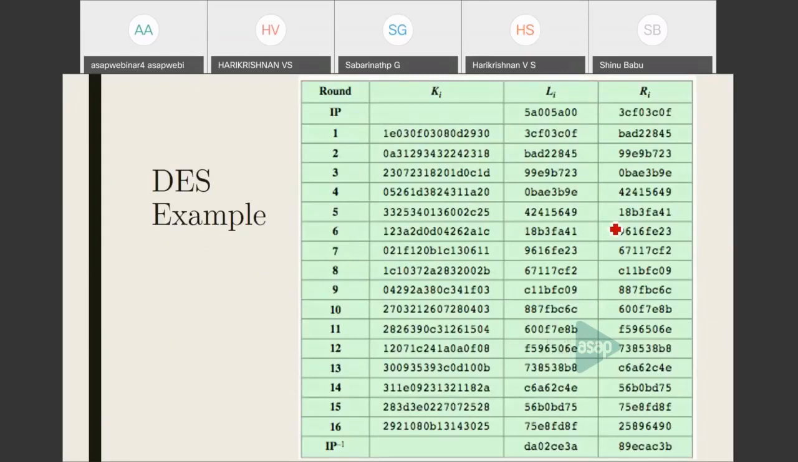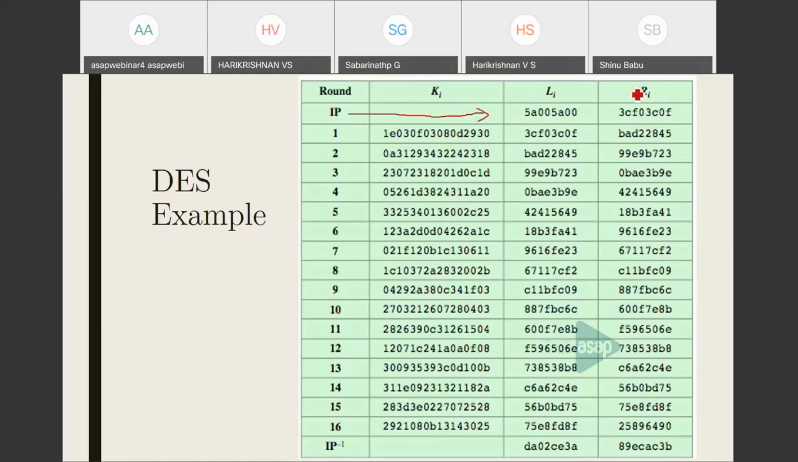Now this is an example from your textbook. It is a very beautiful example so that you can understand. Again, I have some hex over here so you understand. So 16 rounds of operation. So maybe after the first permutation, this is the plain text. Okay, so there is 32 bits here and 32 bits here.